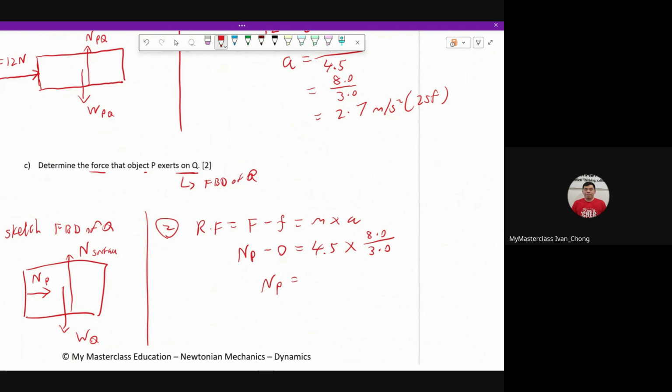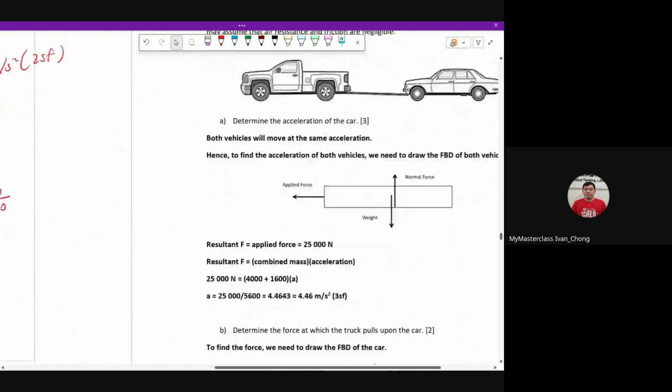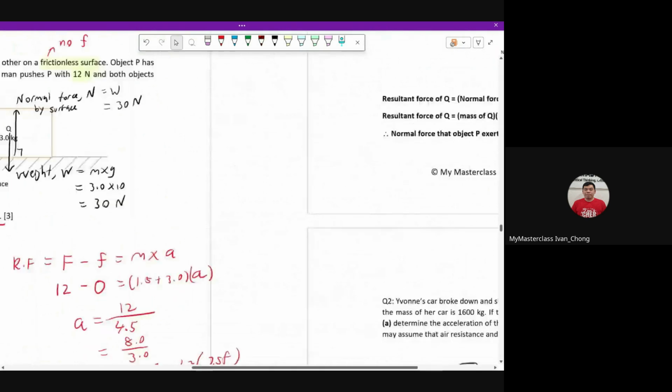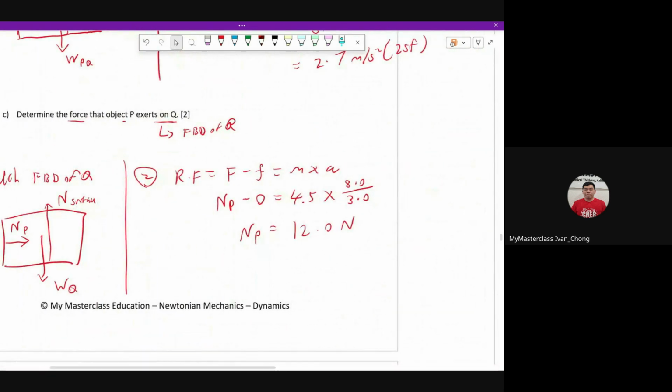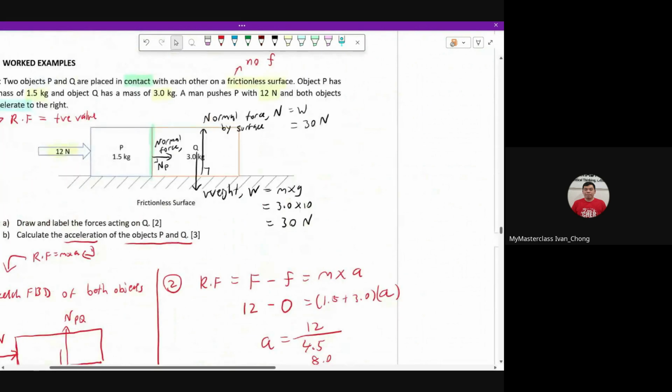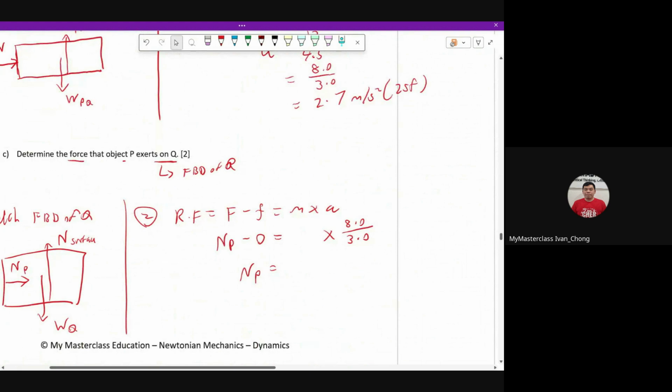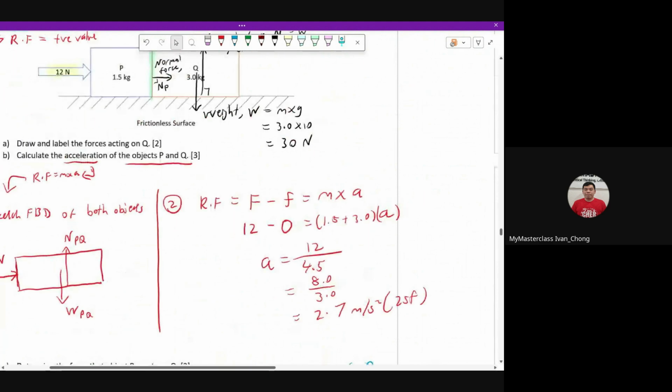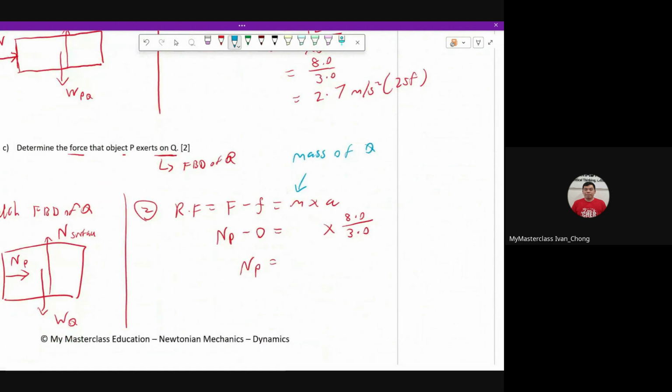You notice that your N of P itself will just be 12. Okay? Let me just quickly check. Okay, I think I made a mistake here. Yes, I made a mistake, because I was wondering how come the values were so similar to the 12. This mass is the mass of Q. And what's the mass of Q? Q is 3. Okay? So I made a mistake.